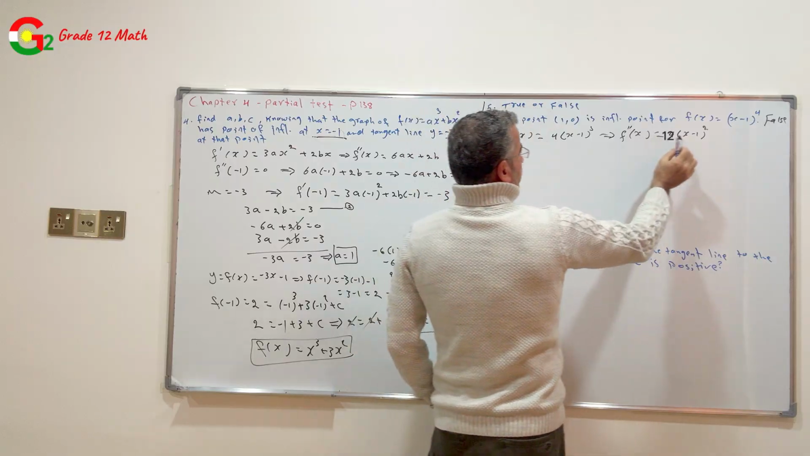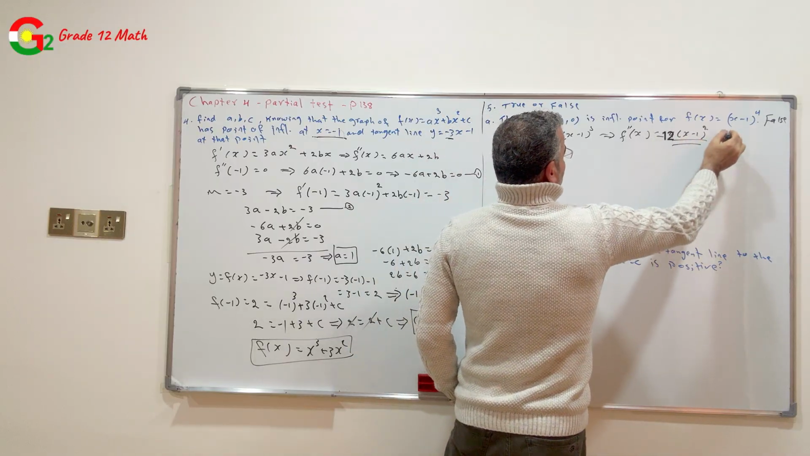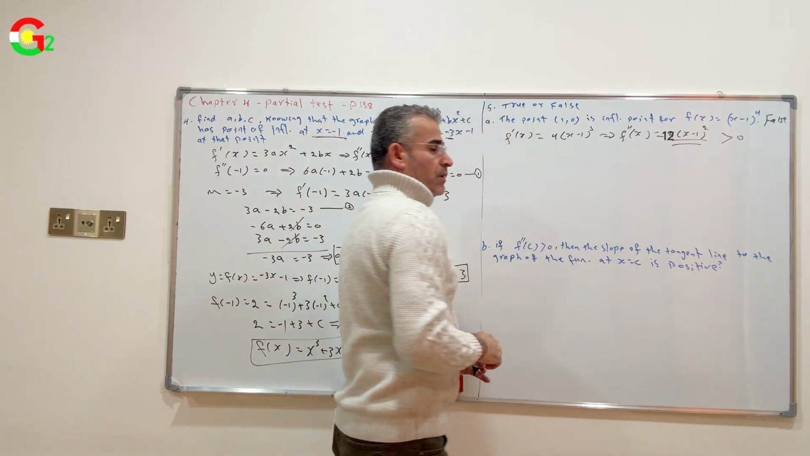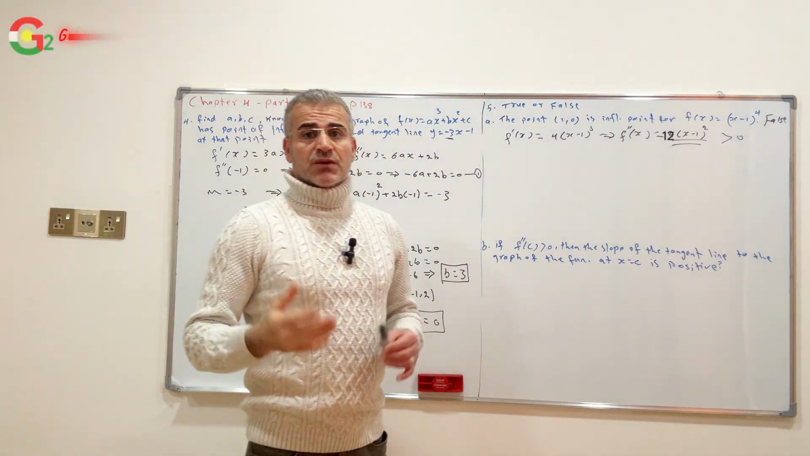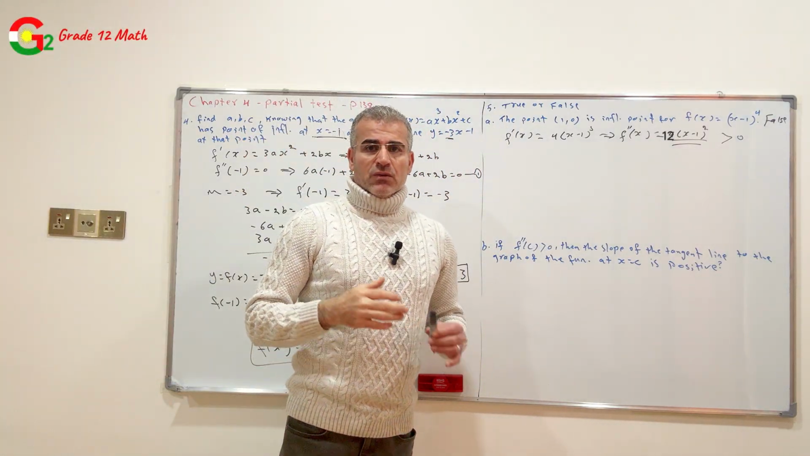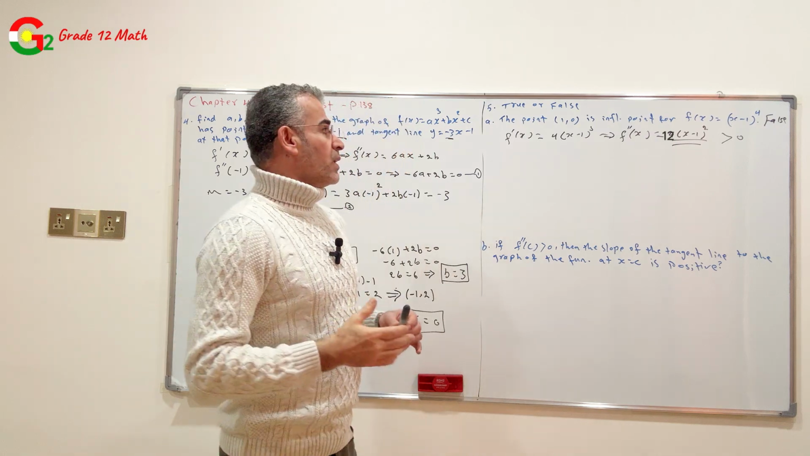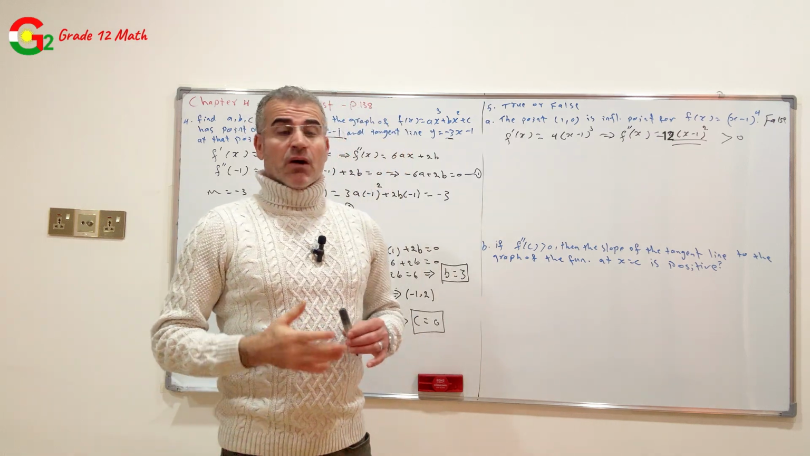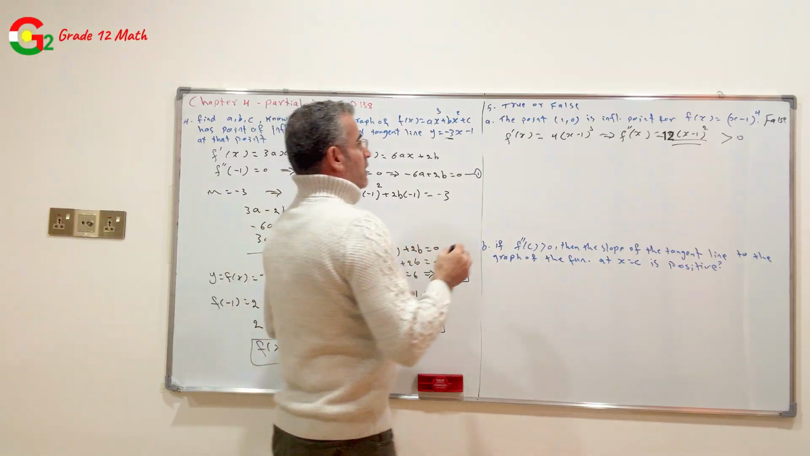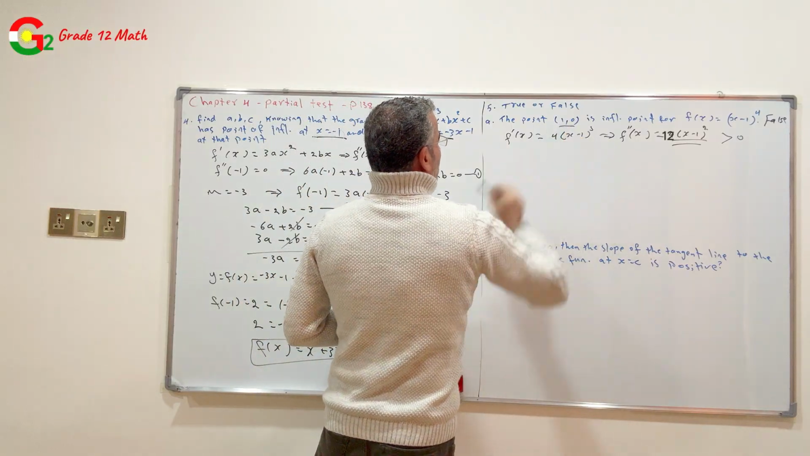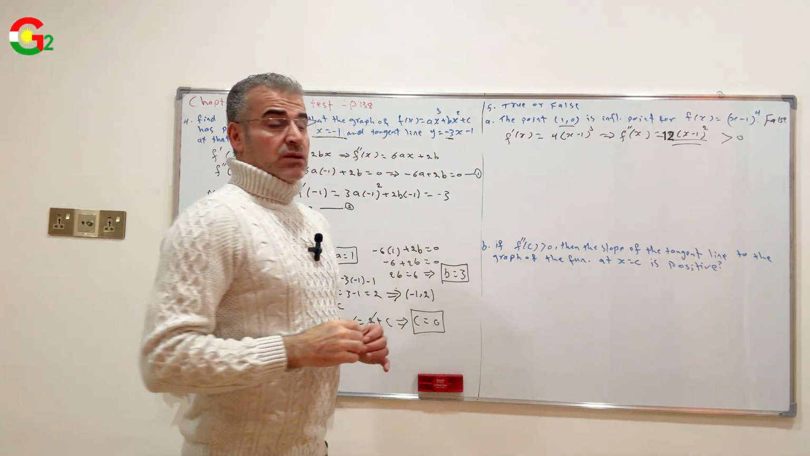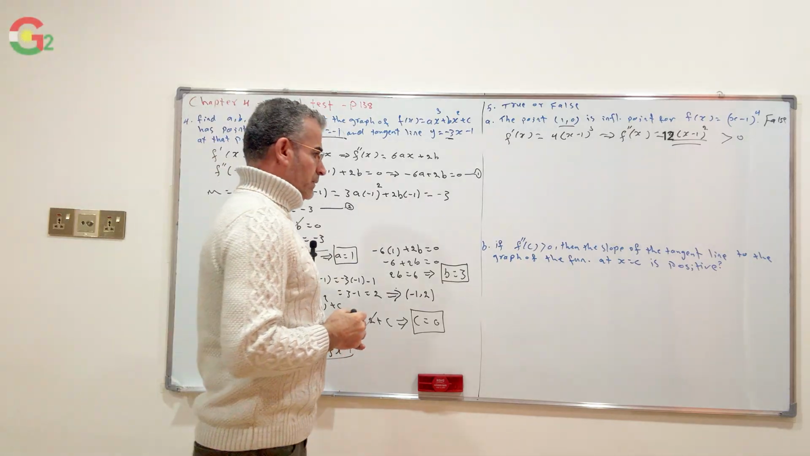And this function is always greater than 0. Therefore, the function does not change from convex to concave. It's always positive. It's always concave. Therefore, the point (1, 0) is not an inflection point for this function.